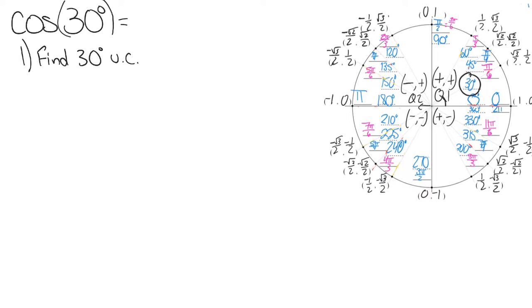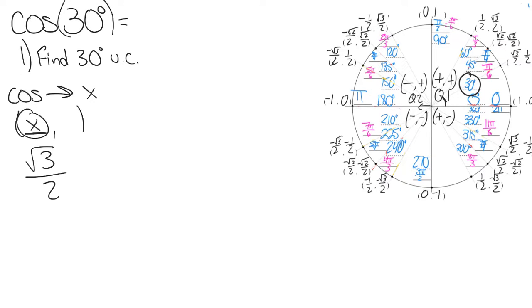Now, cosine is related to x. So now I'm going to look in my coordinate pair and find out what x is. When I look at 30 degrees in my unit circle and what my x is, root 3 over 2. And that is my answer. Cosine of 30 degrees is root 3 over 2.